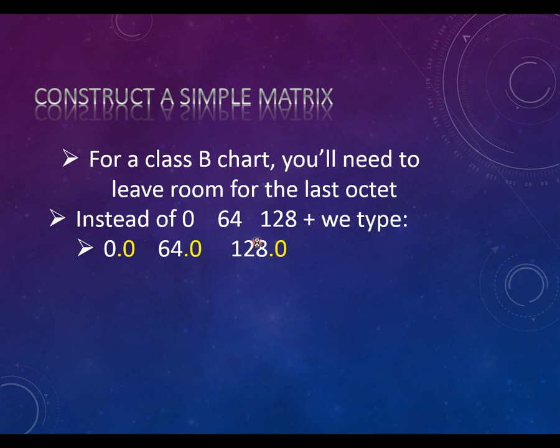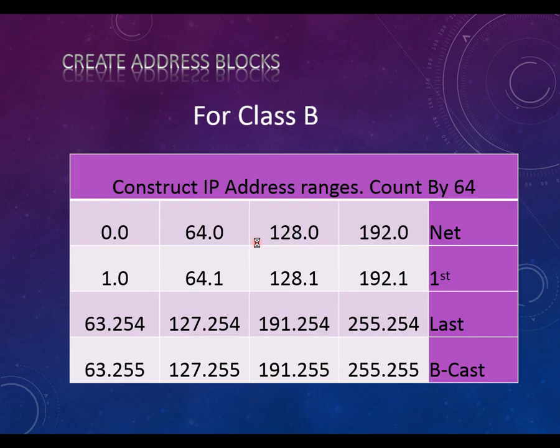This is how that would look. All right, for a class B address, we would do 0.0, 64.0, 128.0, 192.0. And here is the tricky thing right here. When we subtract 1, it doesn't just go to 191, it goes to 191.255.